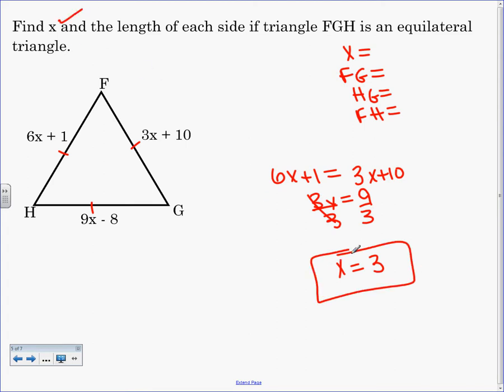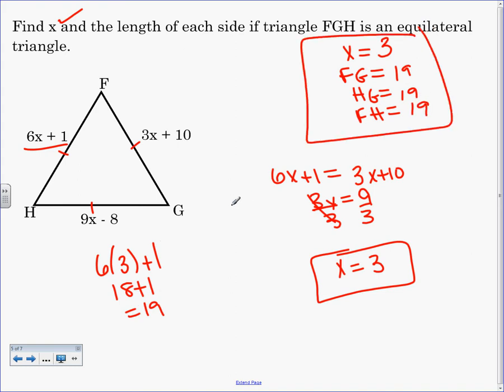But then they want the length of each side. Well, can't I plug it into each of the sides and figure it out? Is there a quicker way to do it though? If I plug it into one side, aren't they all supposed to be the same, right? So I'm going to go ahead and plug it into FH. It doesn't matter, but 6 times x plus 1 would be 18 plus 1, which is 19. So each side is 19.